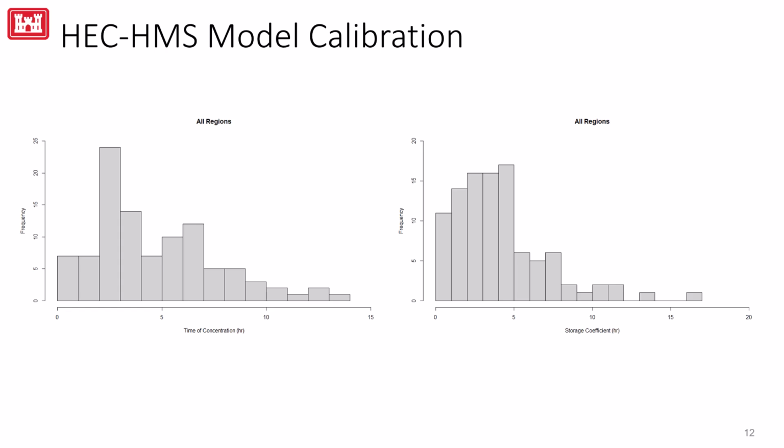Now, these are histograms showing all 100 calibrated times of concentration on the left and watershed storage coefficient values on the right. It's important to cover a wide range of possible parameters, such that the regression equations that are developed are robust over an equally wide range.